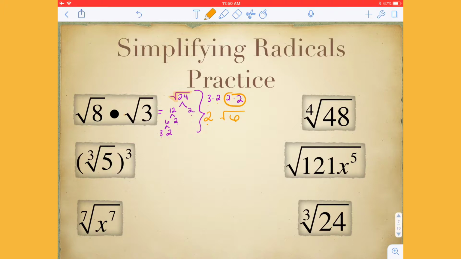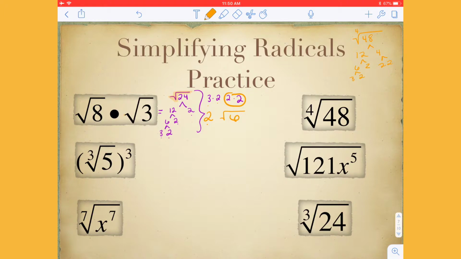Looking at the fourth root of 48, I'm going to do something similar here. I'm going to try to think of two numbers that get me to 48. And I know that 12 times 4. And I'm going to break down 12 into 6 and 2. And I'm going to break 6 down into 3 and 2. And I'll break 4 down into 2 and 2.